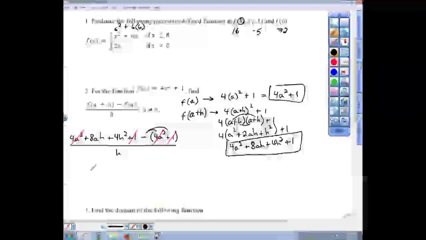So what we have now is 8h plus 4h squared all over h. And if you look in the numerator, both terms in the numerator have an h as a common factor, so if you factor out an h, okay, and then this h that you factored out can cancel with that h in the denominator.